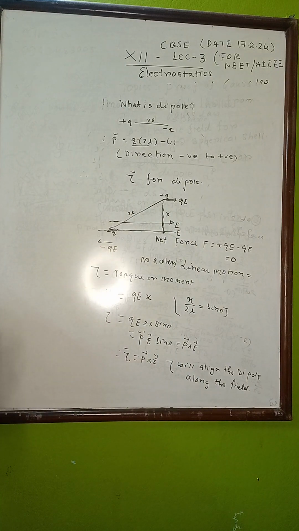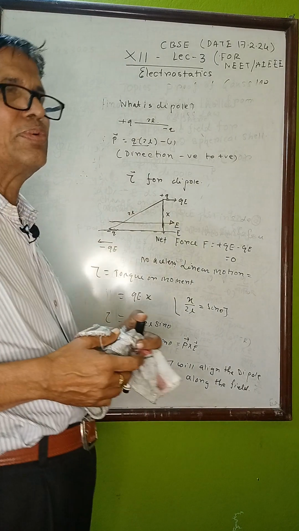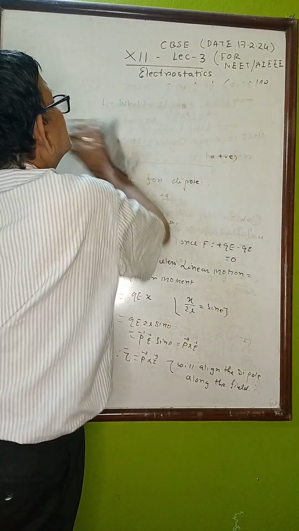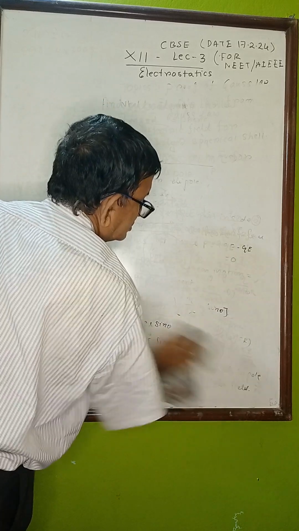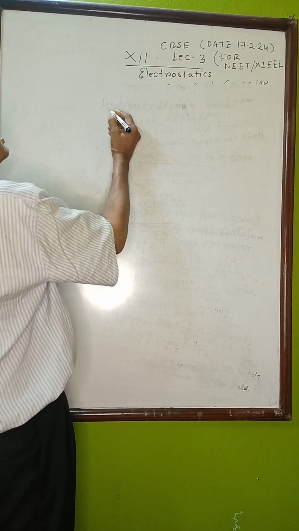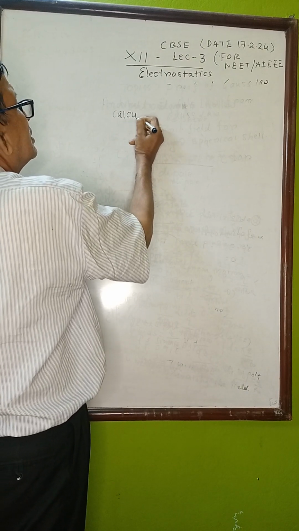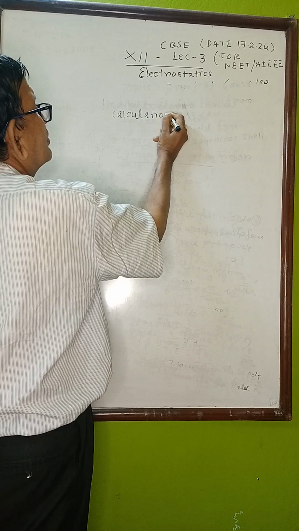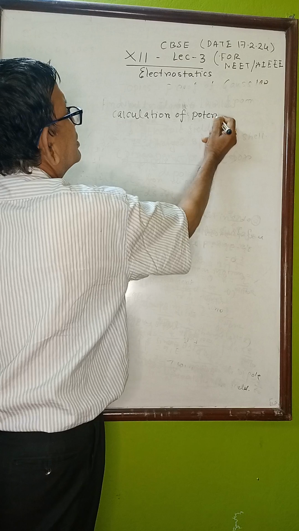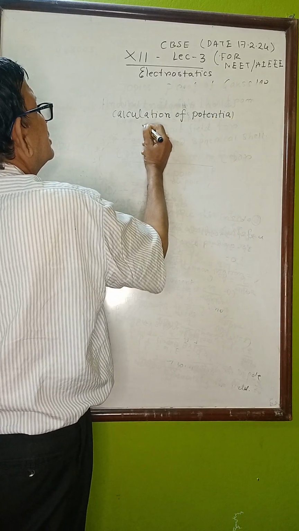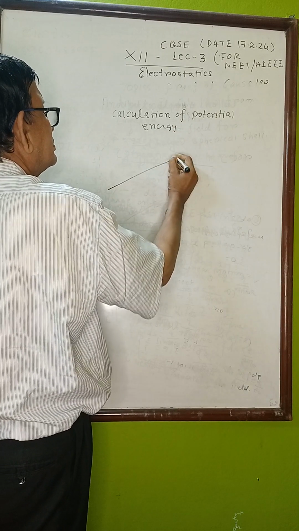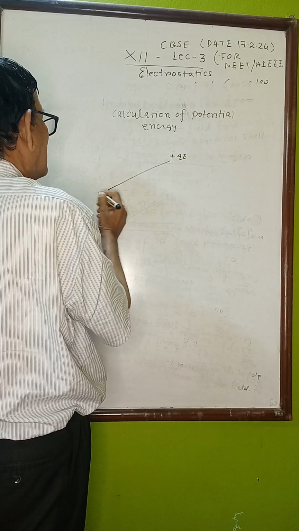Now, when you are displacing the dipole against the torque, what will happen? Let us see. Now the calculation of potential energy for the dipole. Now there is a dipole with plus qE and minus qE.